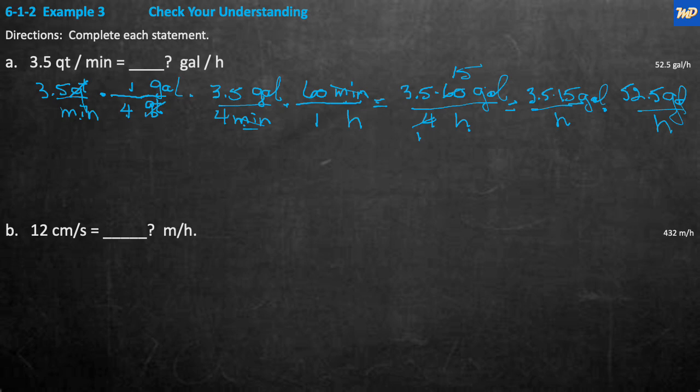So let's go do this one now. 12 centimeters per second times, we want to go to meters per hour. So let's get rid of the centimeters. I'm going to draw the line because I have a fraction going in, and I want to get rid of the centimeters. So I put the centimeters on the bottom on this side because it's on the numerator here, and I'm going to put the meters on top because that's what I want to end up with.